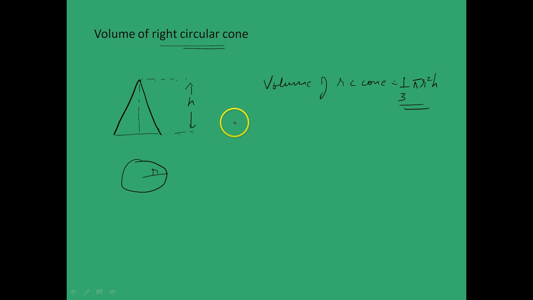That is to say, if a cone and a right circular cylinder have the same height and the same base radius, then the volume of the right circular cone is one-third of the volume of the right circular cylinder. That is something interesting that we need to note here.